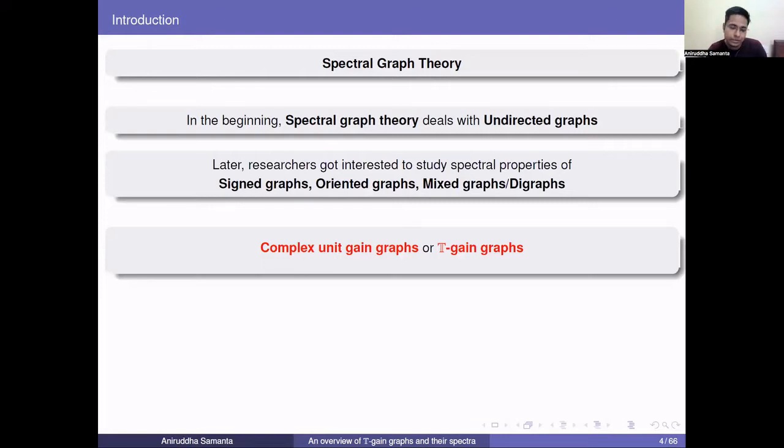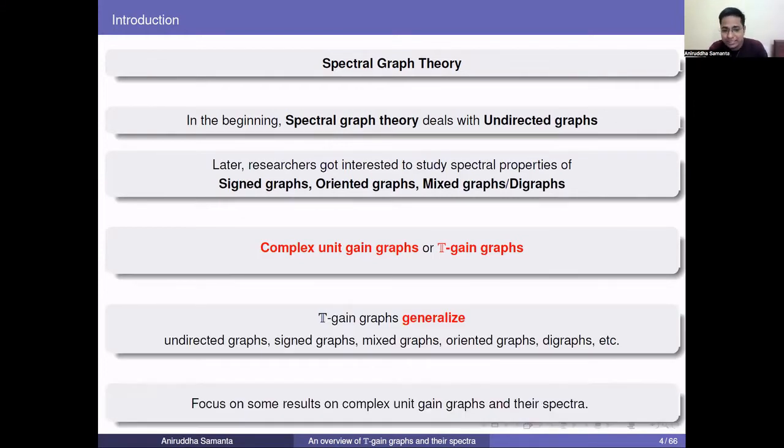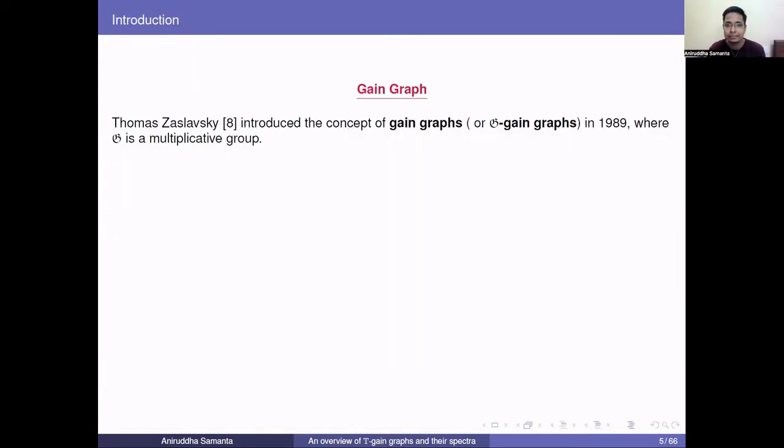T-gain graphs not only generalize all such well-known graphs, but also have their own distinct meaning due to their combinatorial and spectral features. So in this seminar, mainly we focus on some results on complex unit gain graphs and their spectra. Well, before going to T-gain graphs or complex unit gain graphs, we need to know what a gain graph or G-gain graph is.